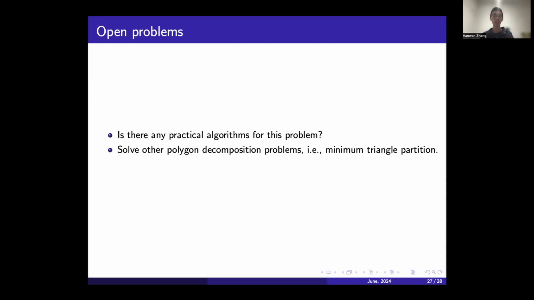Although our algorithm runs in polynomial time, it's still far from practical use. The natural question is to find a faster algorithm for this problem that can be used in practice. We believe that using similar techniques, one can design a polynomial time algorithm for some other polygon decomposition problems. For example, partition a simple polygon into the minimum number of triangles.